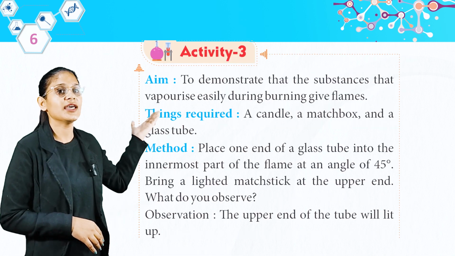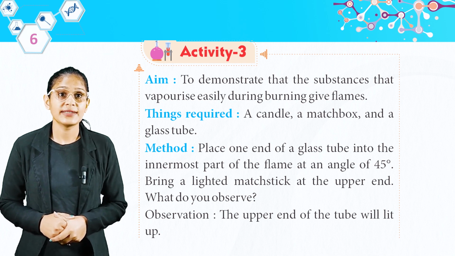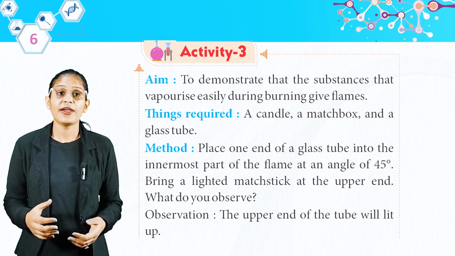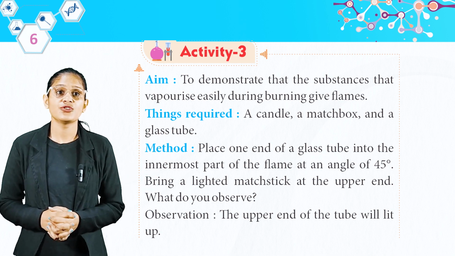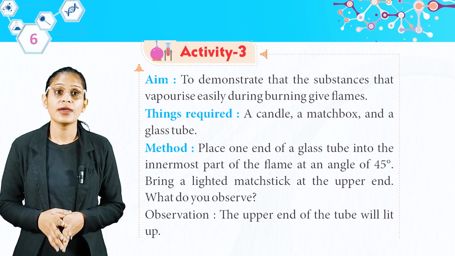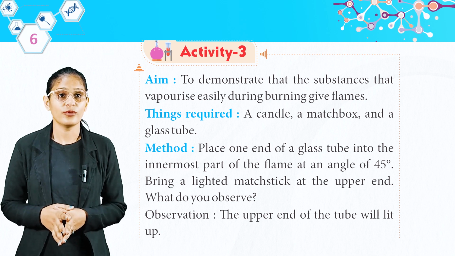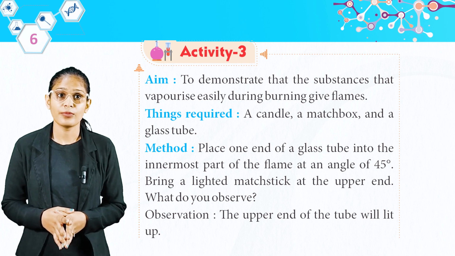We have an activity 3. Aim: to demonstrate that substances that vaporize easily during burning give flame. Things required: a candle, a matchbox and a glass tube. Method: place one end of a glass tube into the innermost part of the flame at an angle of 45 degrees. Bring a lighted matchstick at the upper end. What do you observe? Observation: the upper end of the tube will light up.